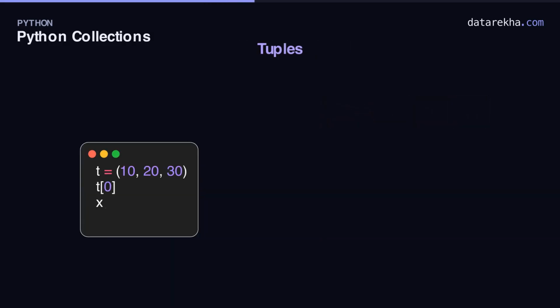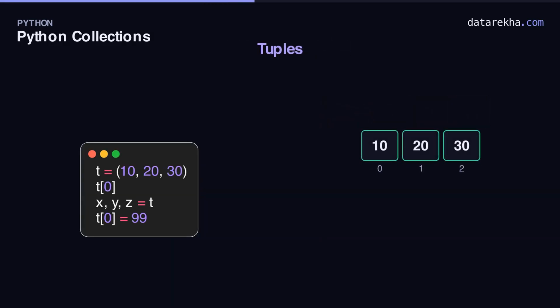Undone. A tuple is a list's frozen twin. Round brackets instead of square. You read from it exactly the same way. T[0] is 10, but you can never change it. Think of the boxes as sealed shut.